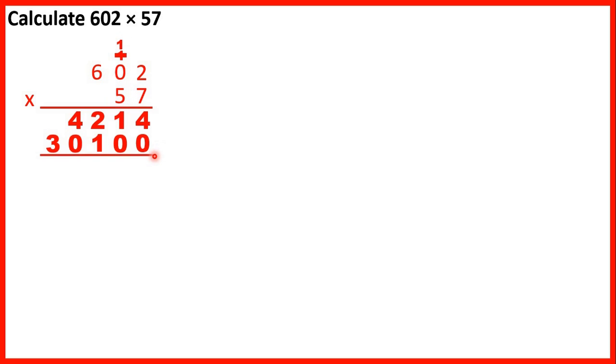So now if we add up our answer lines, 4 plus 0 is 4, 1 plus 0 is 1, 2 plus 1 is 3, 4 plus 0 is 4, and nothing plus 3 is 3. So that's 34,314.